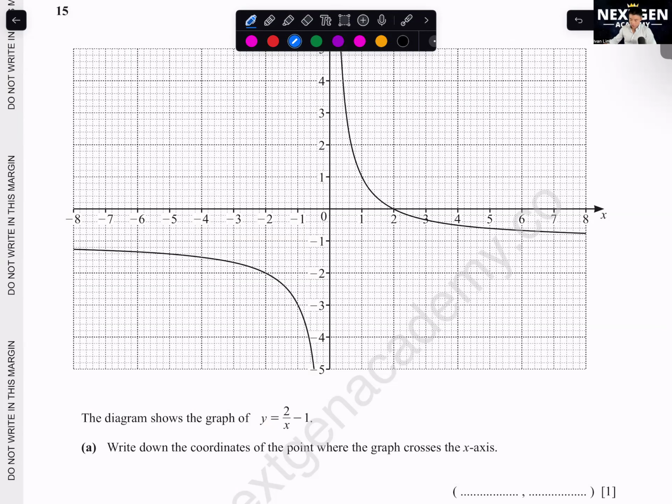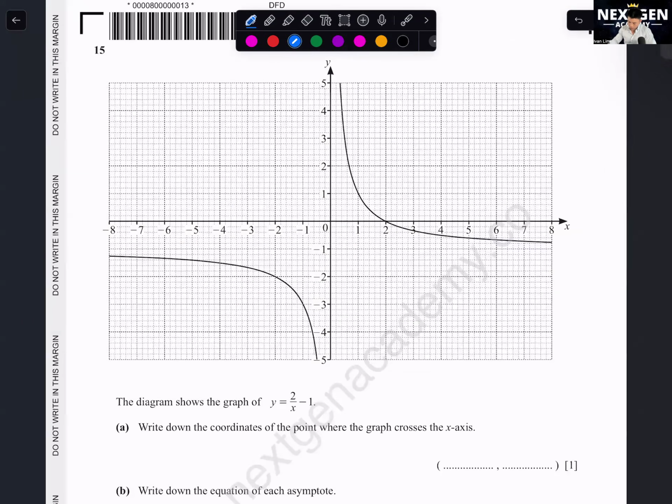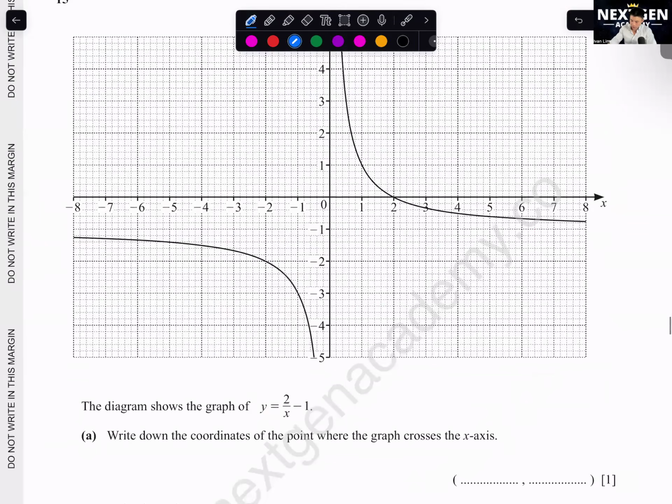The diagram shows the graph of y equals 2 over x minus 1. Write down the coordinates of the points where the graph crosses the x-axis. This one needs no calculation. You just need to look at this point here. So this will be the first one. It crosses the x-axis at (2, 0).